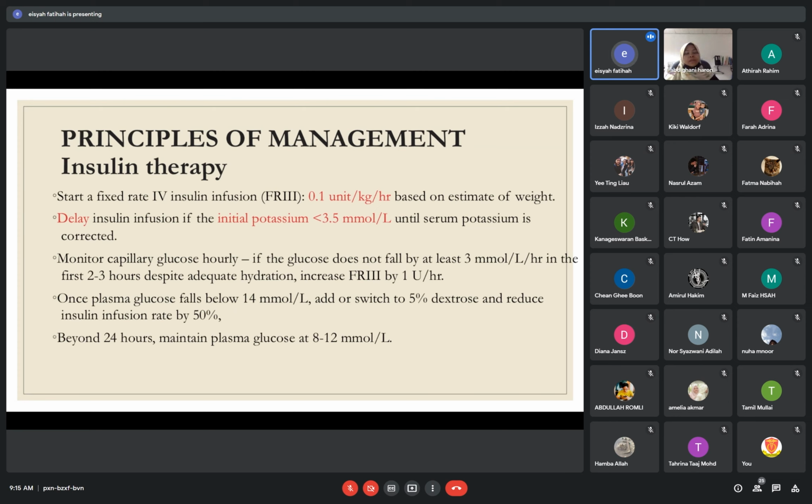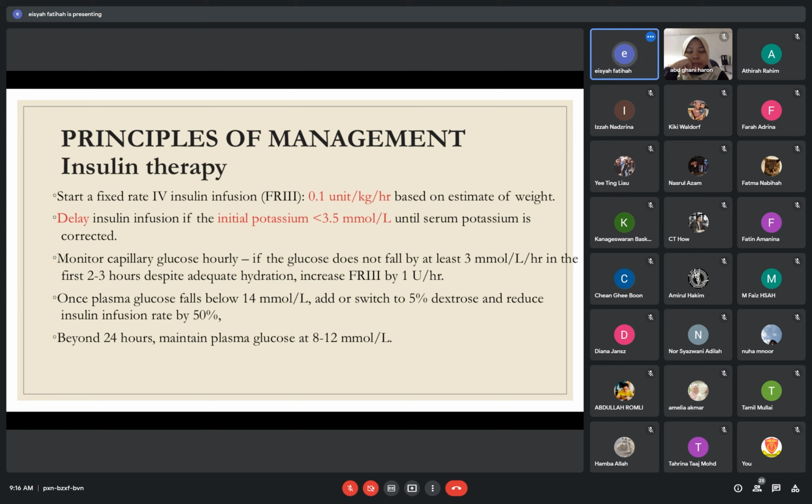And we should delay the insulin infusion if the initial potassium is less than 3.5, until we correct the serum potassium first. Then only we start the insulin infusion, because the insulin will increase the uptake of potassium into the cells, so we are afraid of hypokalemia later. Okay, then we monitor the DXT hourly.